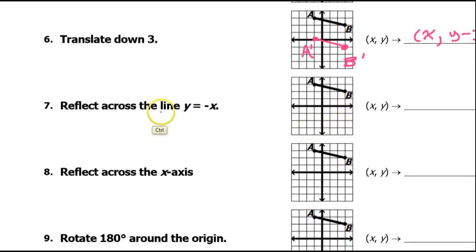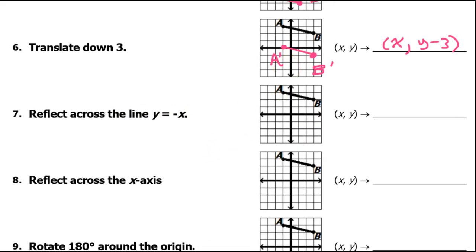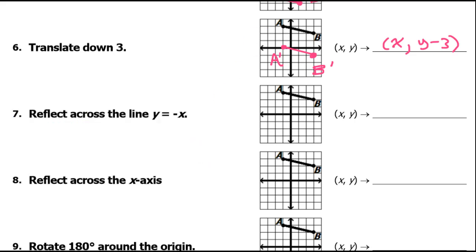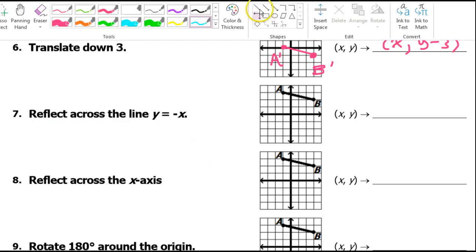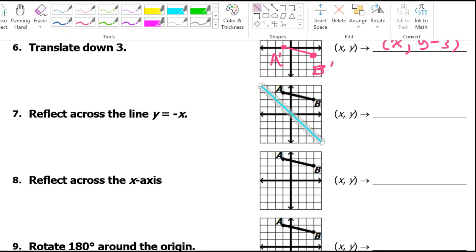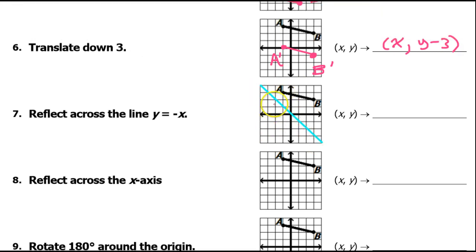All right, number 7, reflecting across the line y equals negative x. Guys, I do want you to understand that the line y equals negative x is a diagonal line, but it's a downward sloping line. So this is what the line y equals negative x looks like. Drawing that line will just help you visualize where your answer should be, so you can check your work really at a glance. It should be over in this area somewhere when we're done.